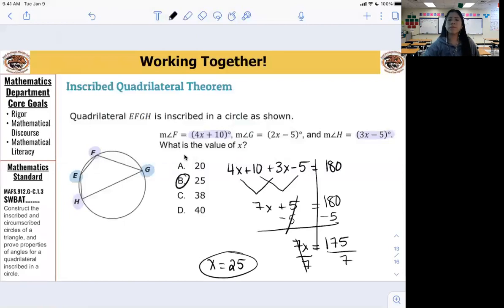No. Okay, so remember, only 2 out of the 3 will work, because it's not that all 3 add up to 180, just 2 out of the 3 will add up to 180, and you have to choose the correct ones.